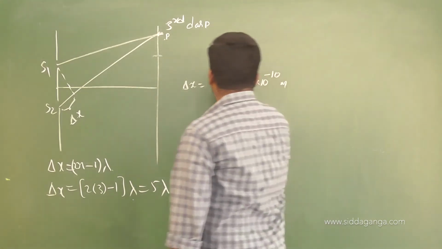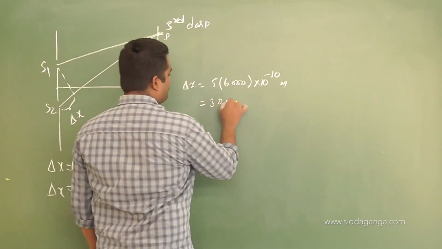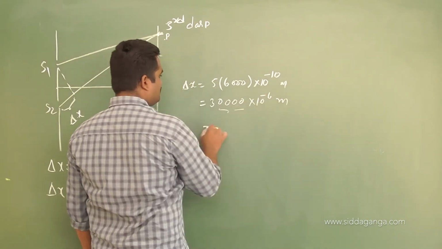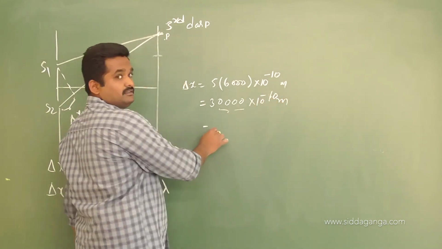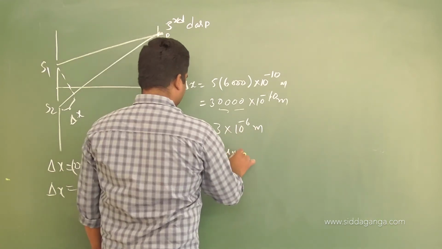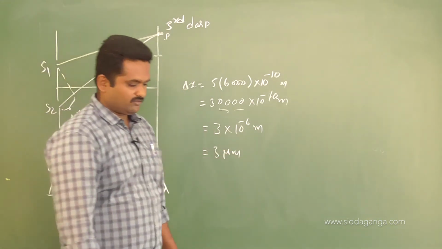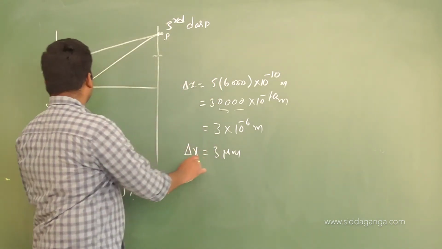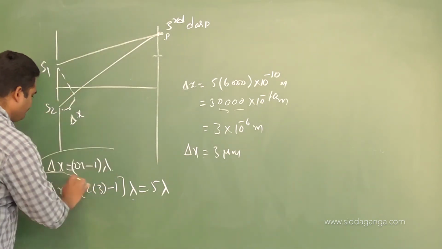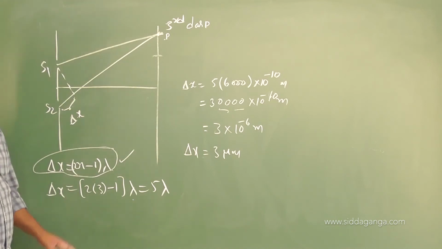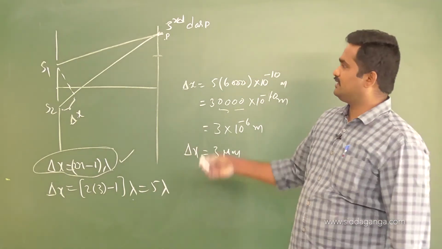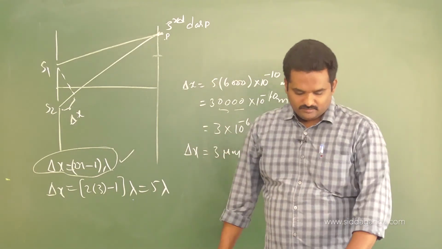If you write it, what do you get? This is 30,000 into 10 to the power of minus 10 meter. If you take out 4 zeros, it becomes 10 to the power of minus 6. Then it will be equal to 3 into 10 to the power of minus 6 meters, or 3 micrometers, or 3 microns. Micron is nothing but micrometer. This is the path difference for these two waves reaching this point P. Simple formula, but you have to remember this relation. For destructive interference, 2n minus 1 into lambda. For constructive, at the same point, if the third bright is formed, it means 3 lambda. That means n lambda is the condition for path difference for a bright fringe.